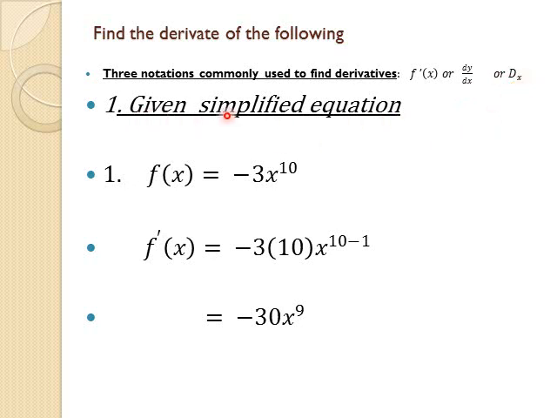So number 1, given simplified equations. I have f(x) = minus 3x to the power 10. I'm going to take the exponent and multiply it to the coefficient. So 10 times negative 3, and from 10, I'm going to say 10 minus 1. So 10 times negative 3 gives me negative 30. 10 minus 1 gives me 9, and I found the first derivative.